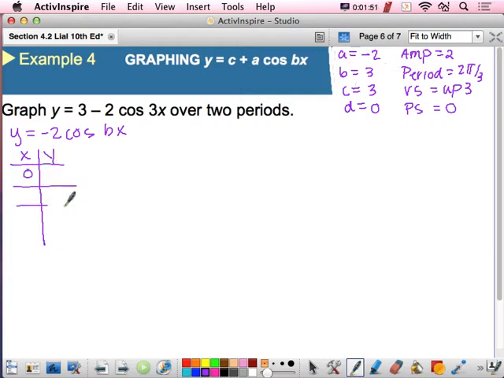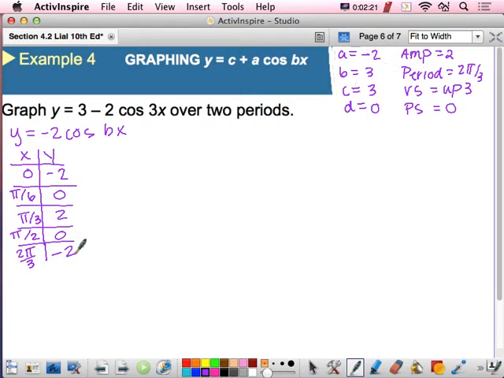0, skip 3 spaces, and up to 2 pi over 3. So this is 1 pi over 3. This is pi over 6. And what's this one? Pi over 2, yeah. This is negative 2. It's a cosine graph, so it starts at a, because the cosine of 0 is 1, and negative 2 times 1 is negative 2. 0, 2, 0, and back to negative 2, yeah. So there's our unshifted table.